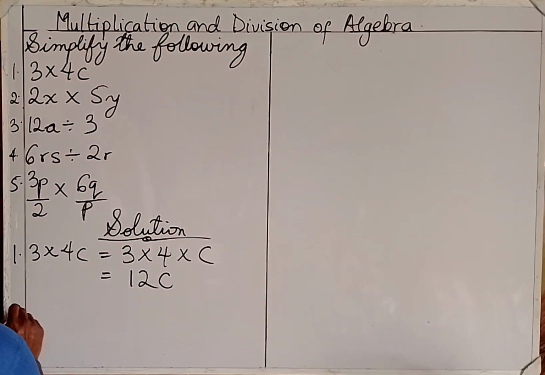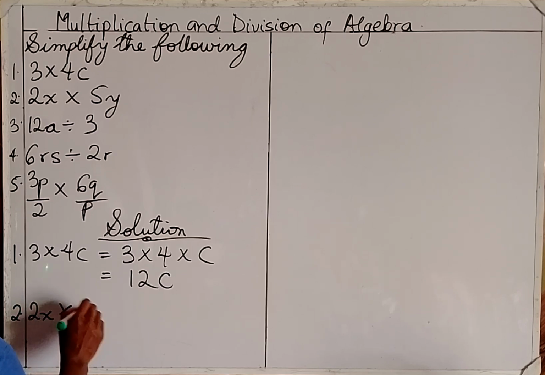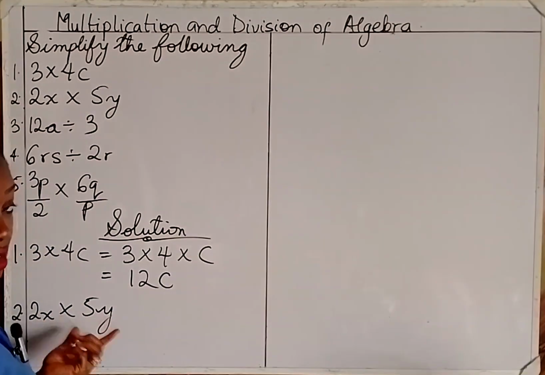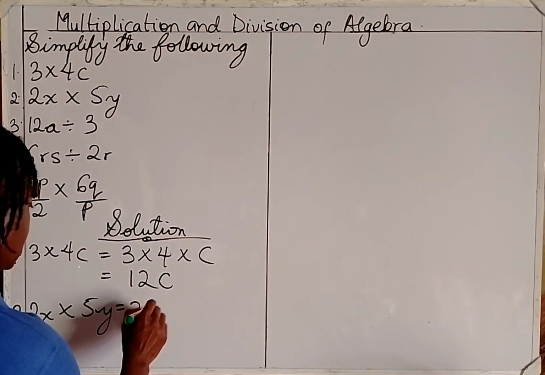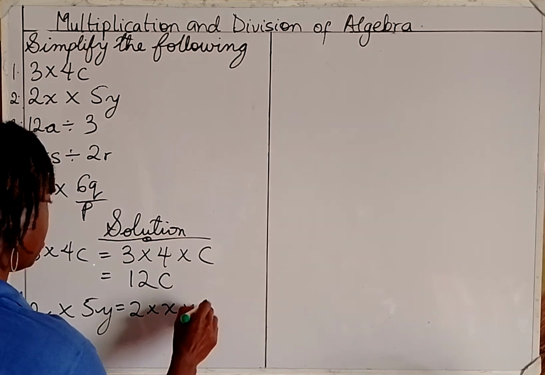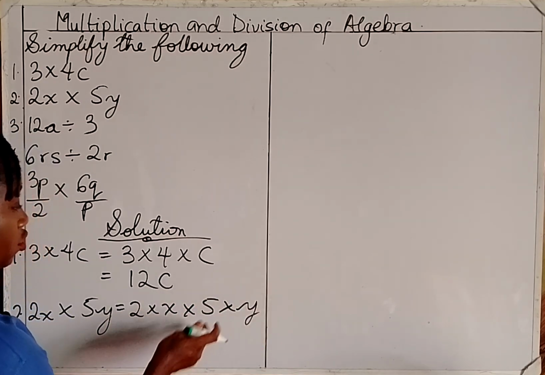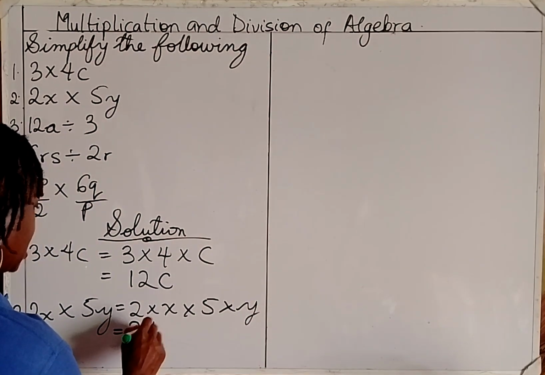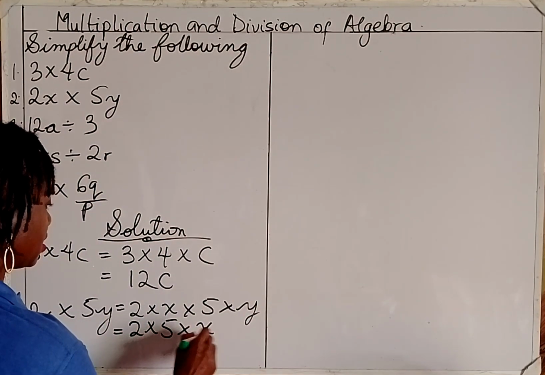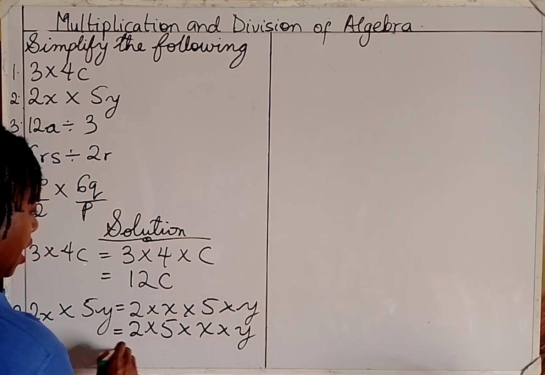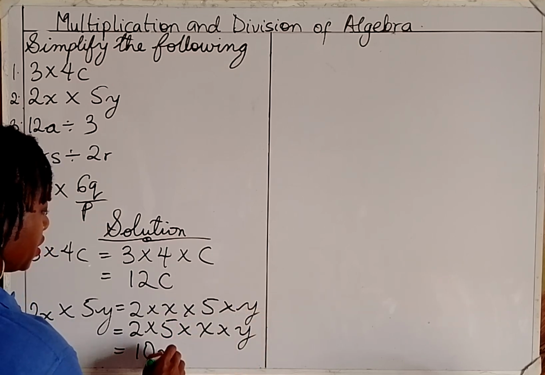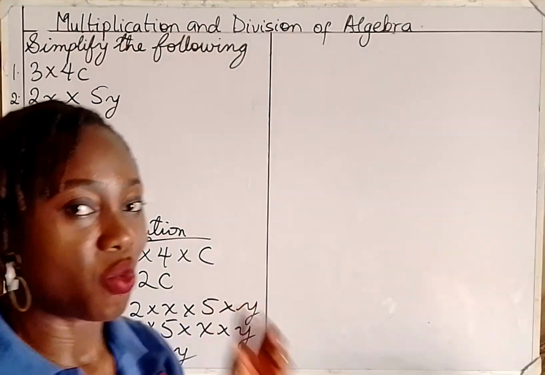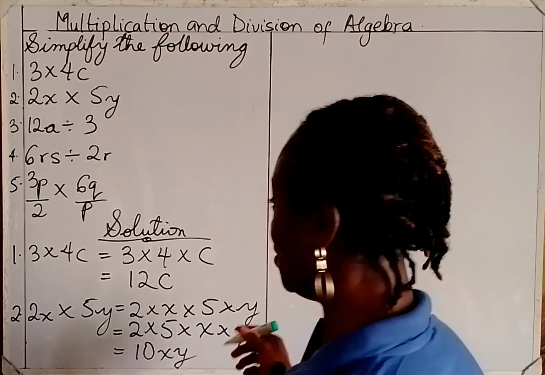Okay? Question 2. We have 2x times 5y. Just as we did in the first question, we are going to expand this as well, which becomes 2 times x times 5 times y. So bring the numbers together and take the letters aside. So we have 2 times 5 times x times y. And then we have 2 times 5 is what? 10 times x times y. So therefore the answer is 10xy. I hope you're following.